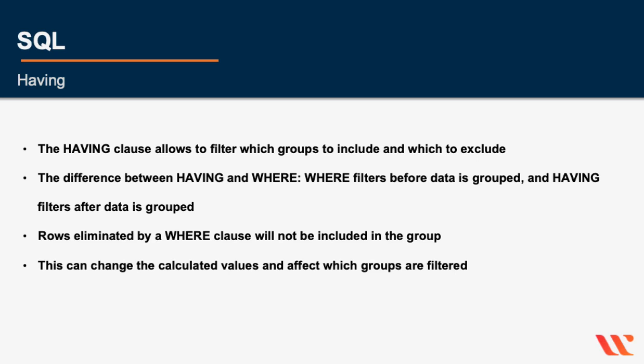So this is the important distinction. Rows that are eliminated by a WHERE clause will not be included in the group. This could change the calculated values, which in turn could affect which groups are filtered by the use of those values in the HAVING clause.